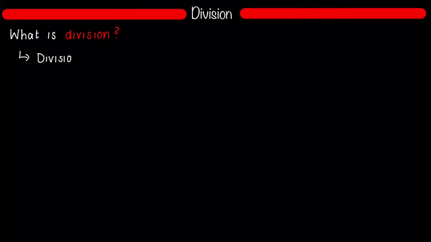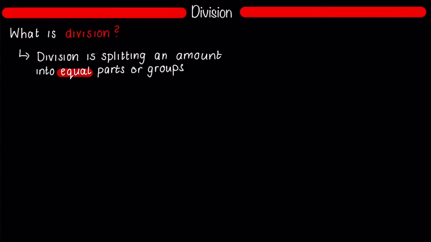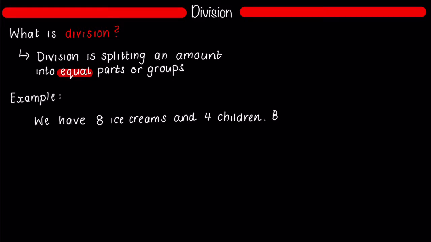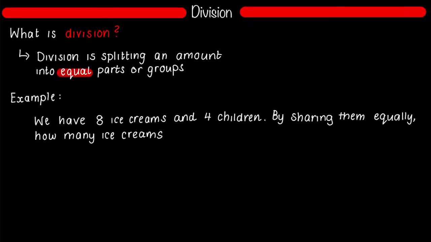So here's the official meaning of division. Division is simply splitting a certain amount equally between different groups or people. For example, let's say we have 8 ice creams and 4 children. By sharing the ice creams equally, how many ice creams should one child get? One of the key words we can see is equally. Equally means that each child should get the same amount of ice creams, not one child getting 4 and another getting 2, so we need to make sure it's all equal.